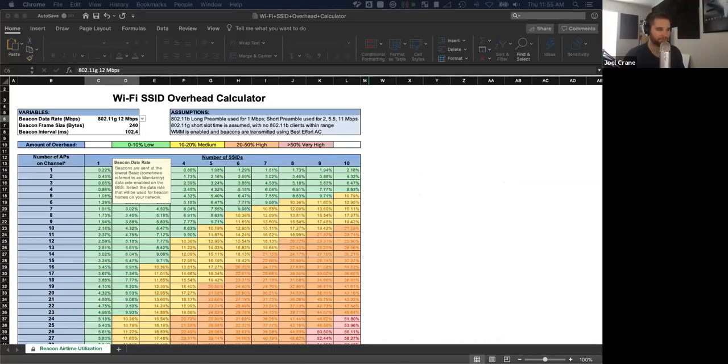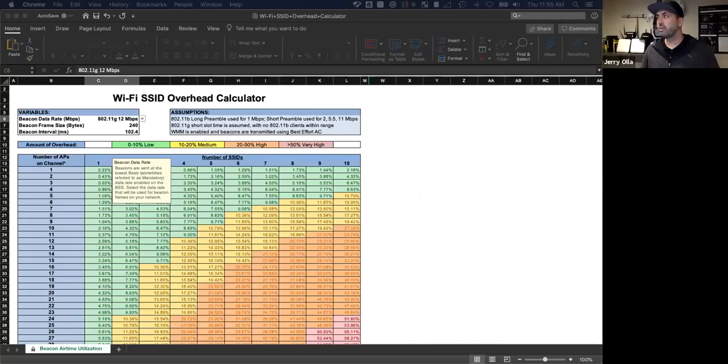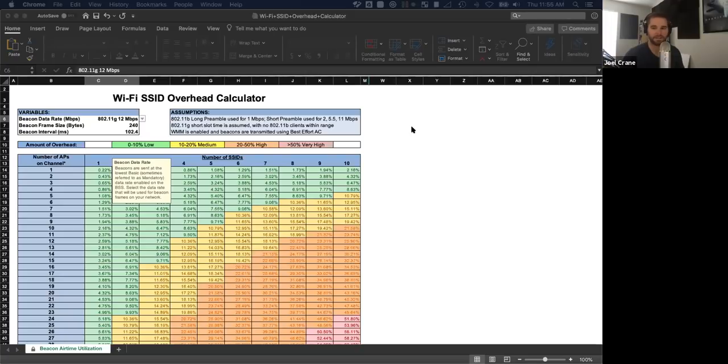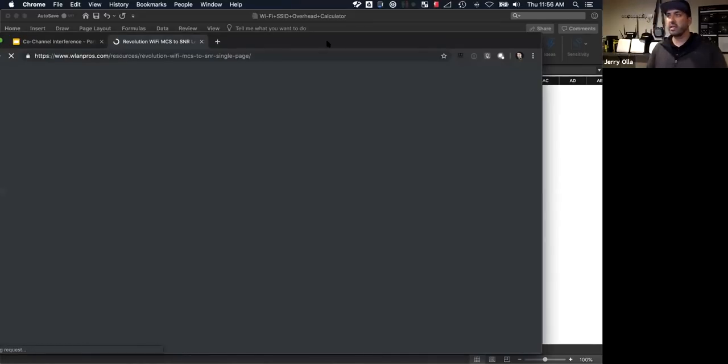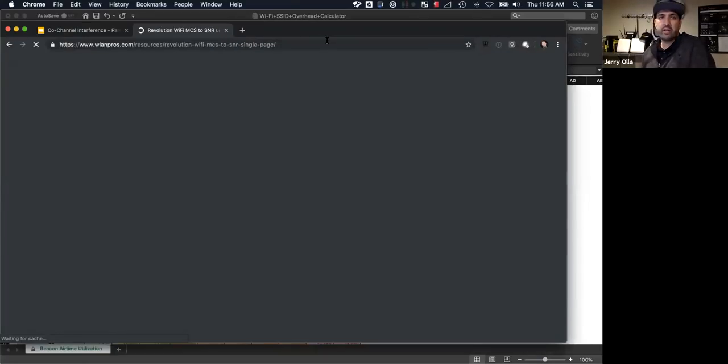This is totally another Revolution Wi-Fi one, isn't it? Probably. There's all sorts of good stuff on this from Andrew. Let's see if I can find it real quick. Yeah, here he's got, actually it's from Revolution Wi-Fi, but it's also on Revolution Wi-Fi's website. Yeah, 2 links there. So that's the SSID Overhead Calculator, and then there's this Revolution Wi-Fi where he maps MCS rates to SNR, and you've got your MCS chart here.